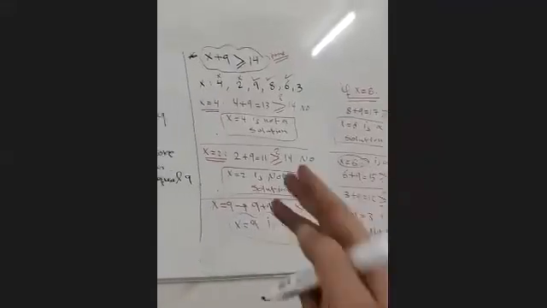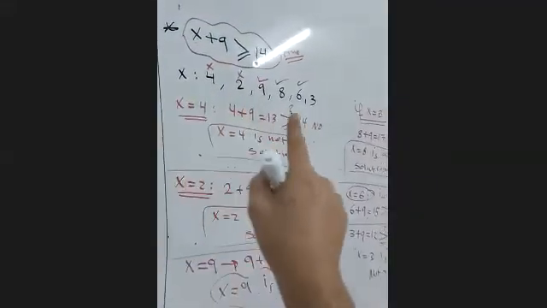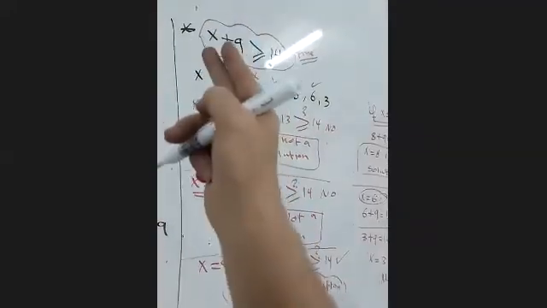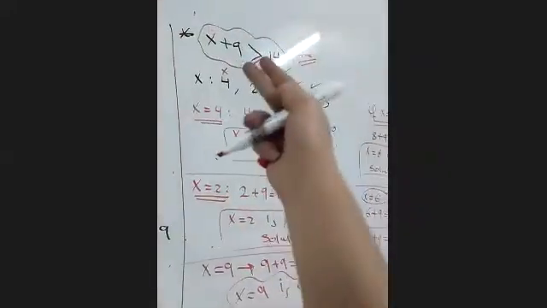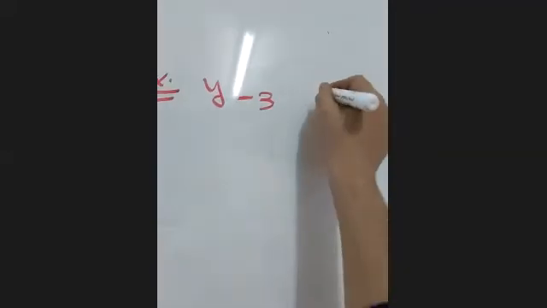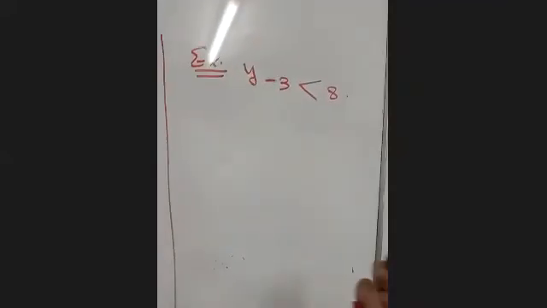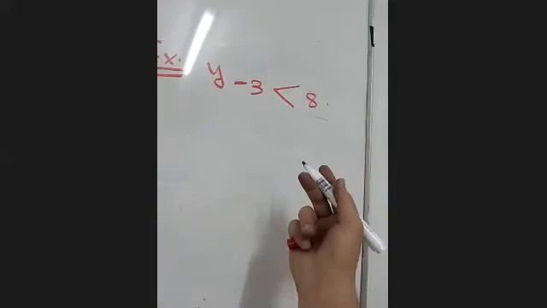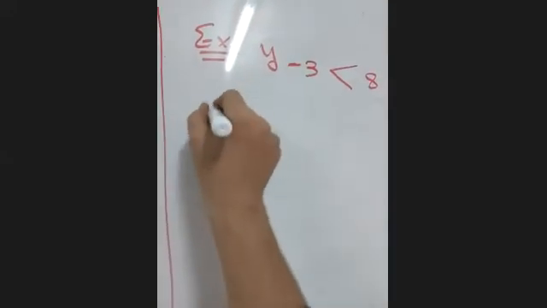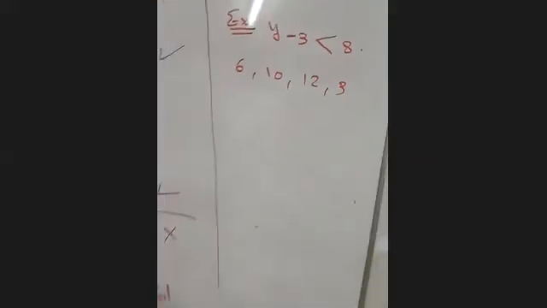So how do we know if a given number is a solution for the inequality or not? Replace the variable by the value, then check. If it's true, we say solution. If it's not, then not. Another example about this idea. This inequality, for example, y minus 3 less than 8. I will give you possible values for y, like 6, 10, 12, 3.